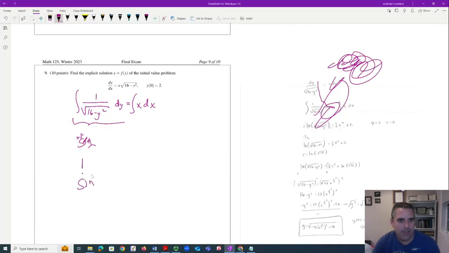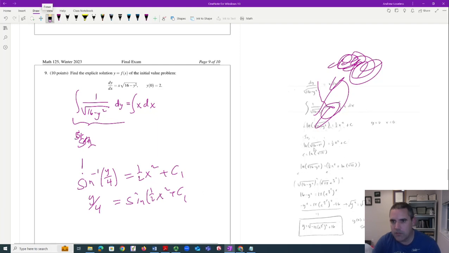Arcsine of y over 4 equals 1/2 x squared plus c1. And so we get y over 4. And this is the stuff we've been doing lately, so maybe I won't say as much about this.